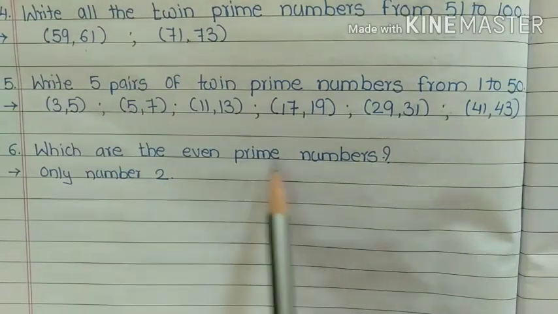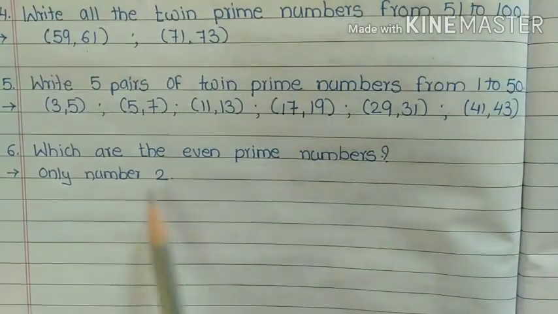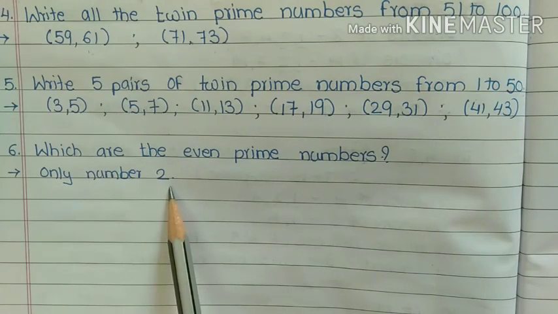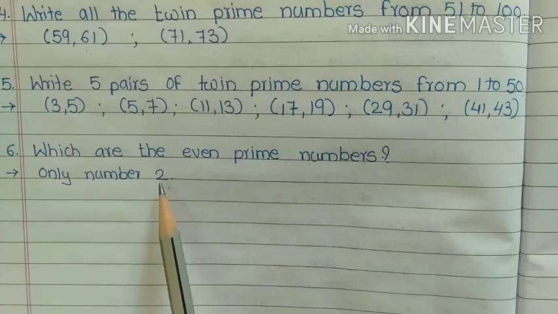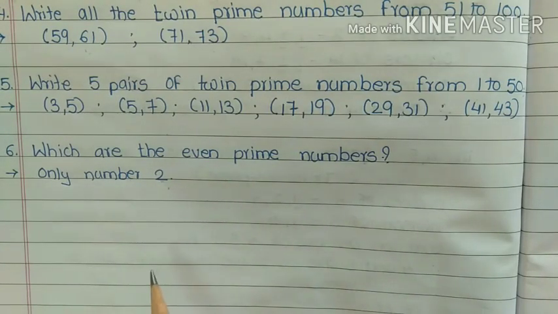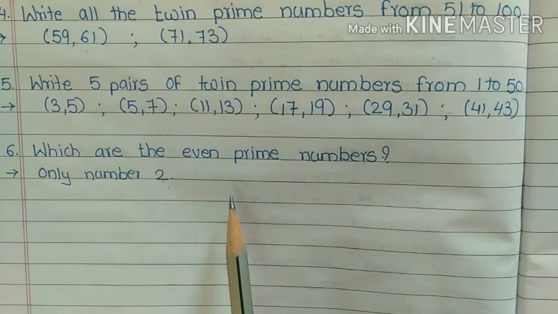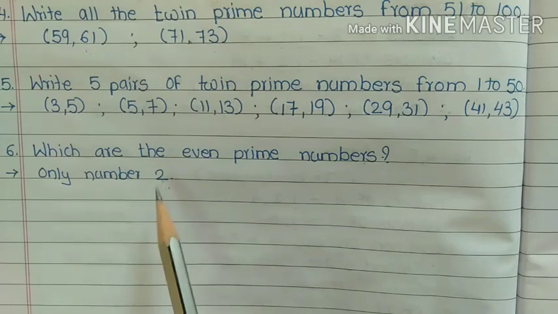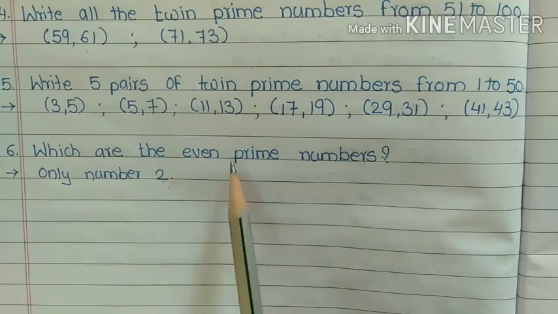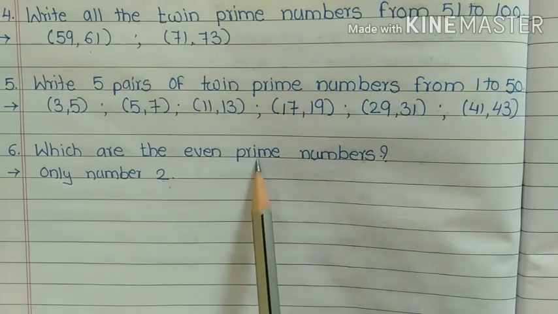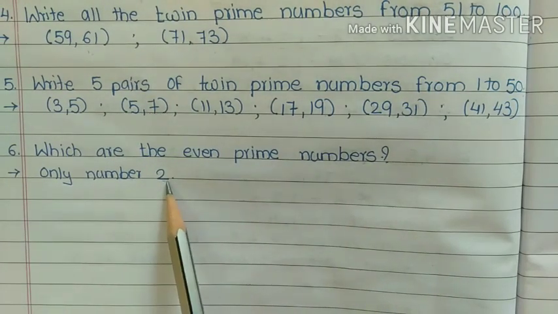Which are the even prime numbers? Only number 2. 1 is neither prime nor composite. 2 is an even number. But later on, whichever even numbers are there, they are composite because they have divisors 1, that number itself, and 2. So they come under the composite numbers. So the only even prime number is 2.